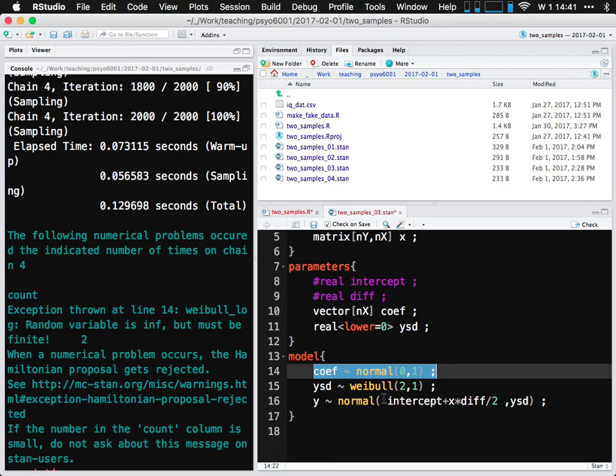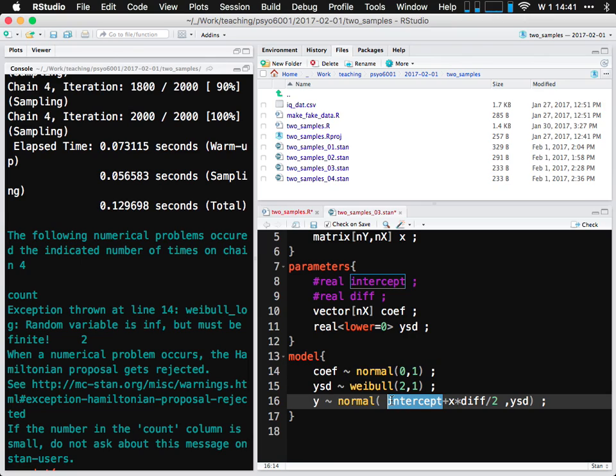Would you ever have coefficients that are not of that nature? Not really. Usually we'll scale the coefficients ahead of time to make it work. So we no longer have anything called intercept, so we can't say intercept plus x times something. We also don't have anything called diff, so it's just going to be x times coef.